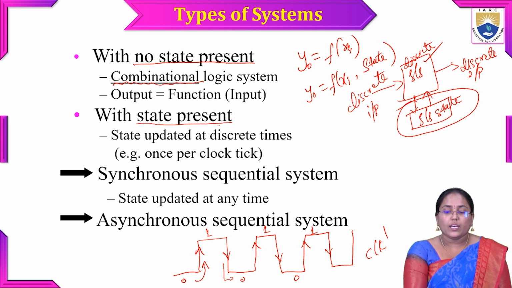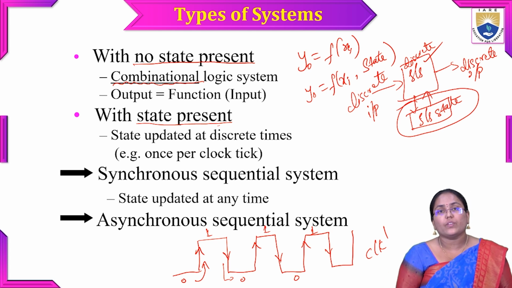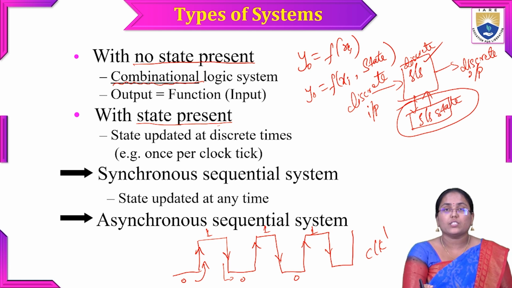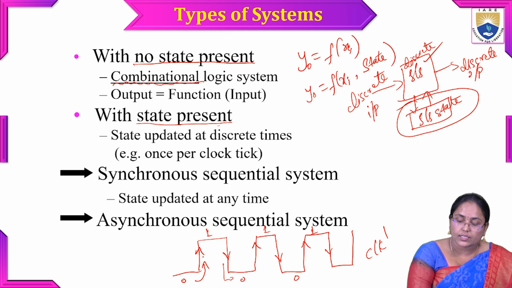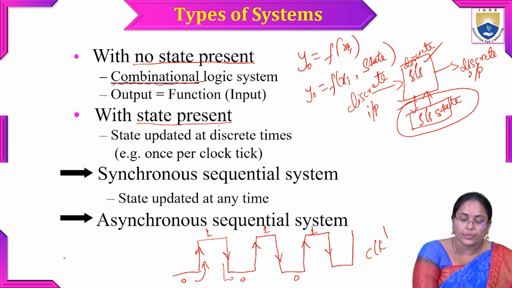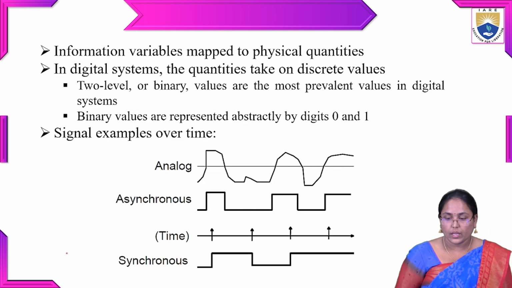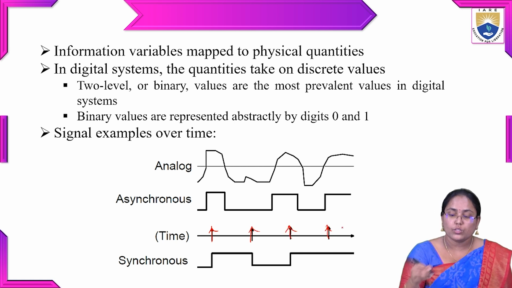So here what we'll consider is the state of the particular system as well as the clock state, whether it is changing. For example, here I have a time. This is a clock tick, this is a clock tick, this is a clock tick, this is a clock tick.